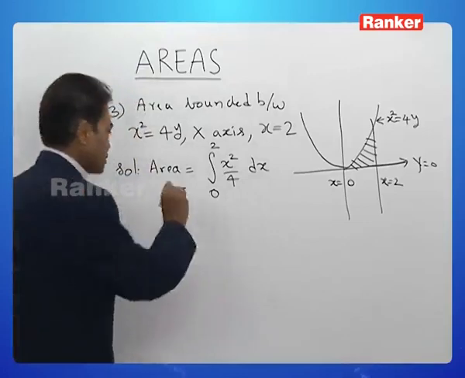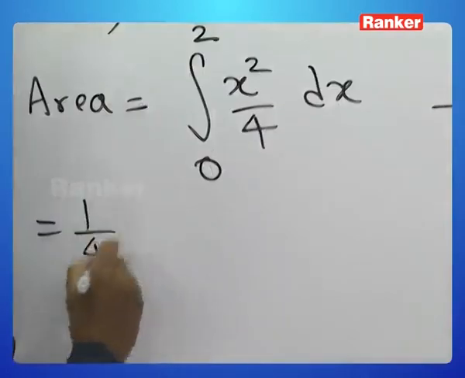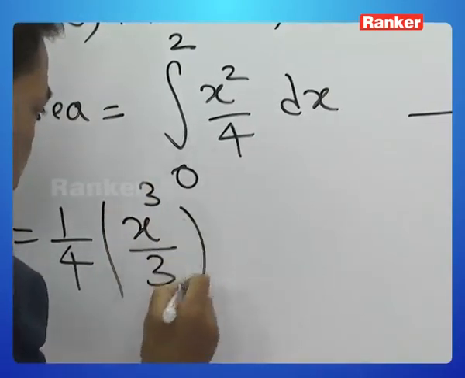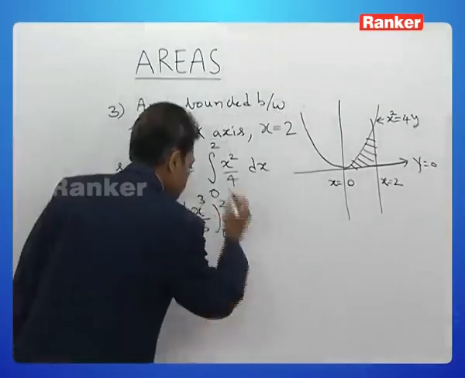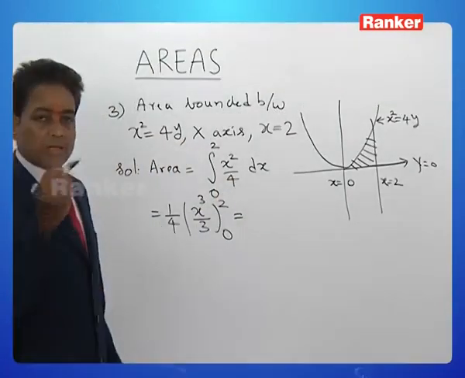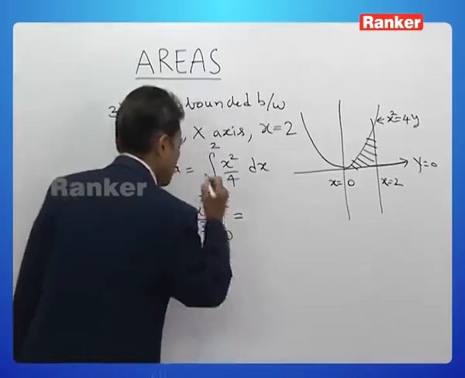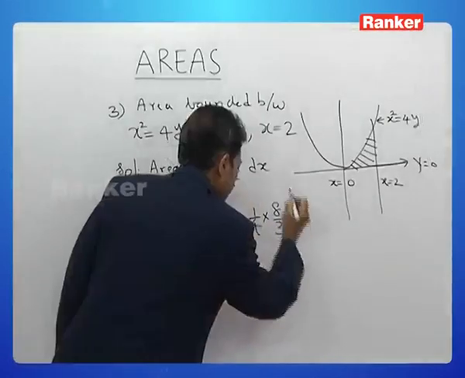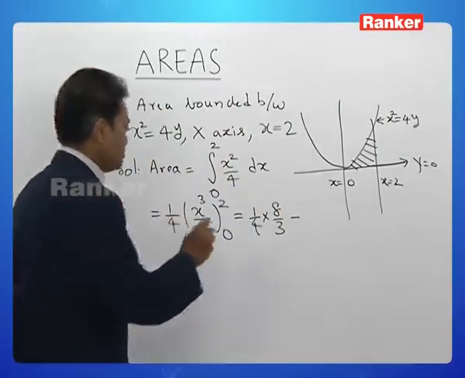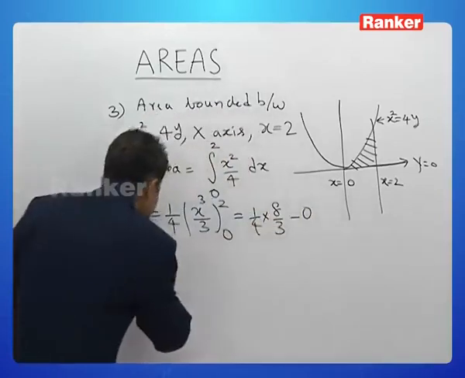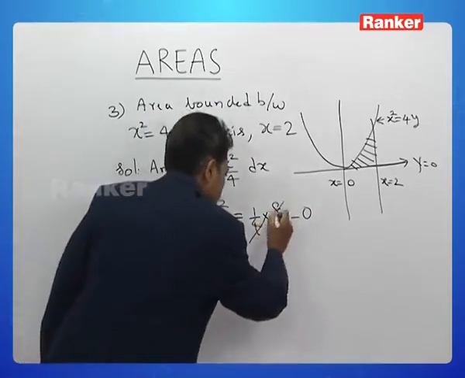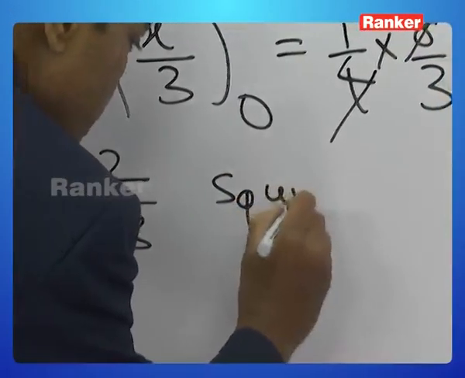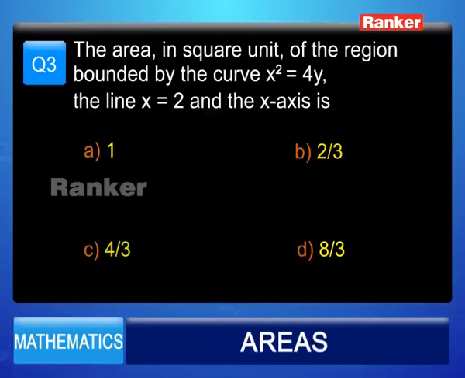So, 0 to 2. So, same old method, x square integration is x cube by 3 between 0 and 2. Let us substitute the upper limit, that is 2. If you substitute 2 cube by 3 minus, when you substitute 0, it becomes 0. So, if you cancel, it becomes 2 by 3 square units. So, right answer is B.